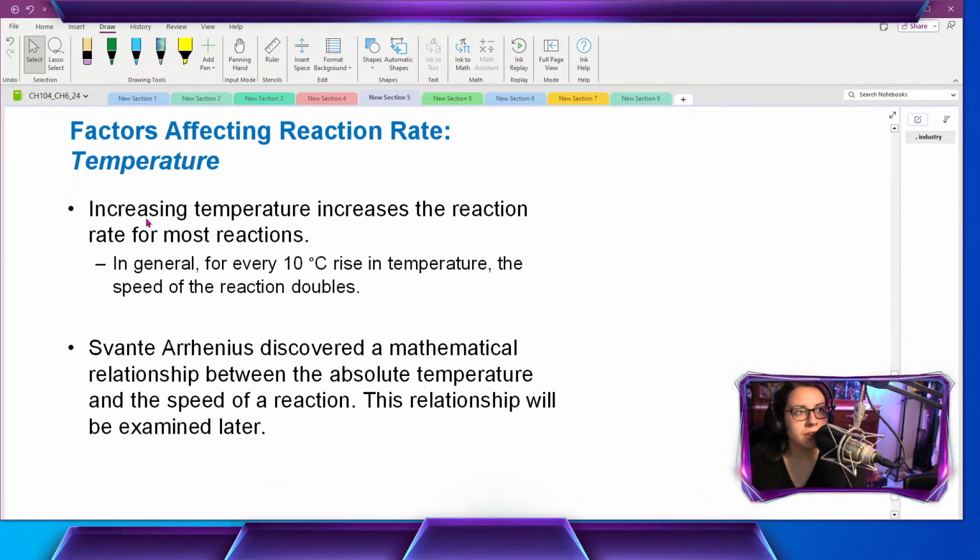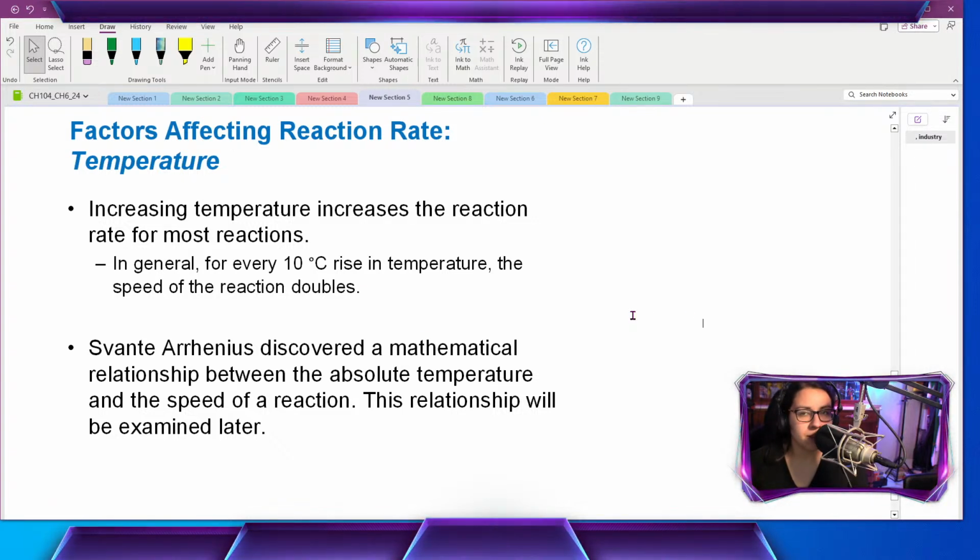And so changing the temperature can also increase your reaction rate. So they have this general statement, for every 10 degrees Celsius, the speed of the reaction doubles. But again, that's just a broad statement. But if you're trying to get something to dissolve, then you can heat it up or at least warm it up gently. So it just depends on what you're trying to do.